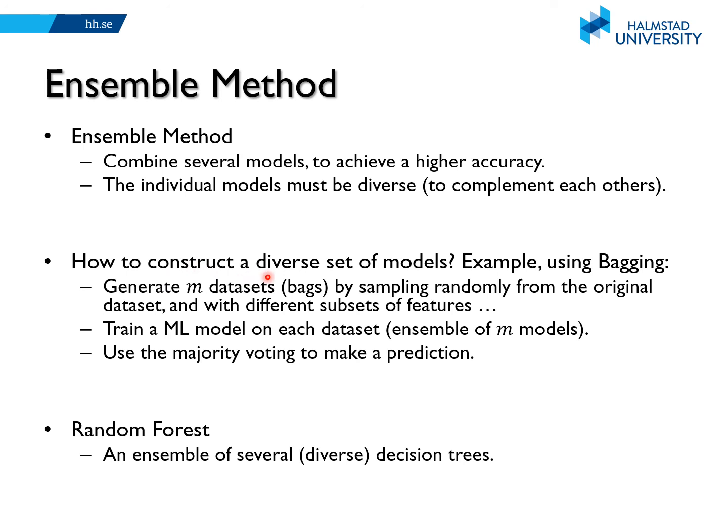Now, one way to construct a diverse set of models is to use something called bagging. So to do this, you have your data set, and based on this data set, you generate M data sets or bags. You do that by sampling randomly from the original data set. You pick data points randomly from the original data set. And also each time you pick a different subset of features, right? So by repeating this random sampling M times, you will get M data sets. And then what you need to do is just to train a machine learning model on each data set. So you will have basically an ensemble of M models.